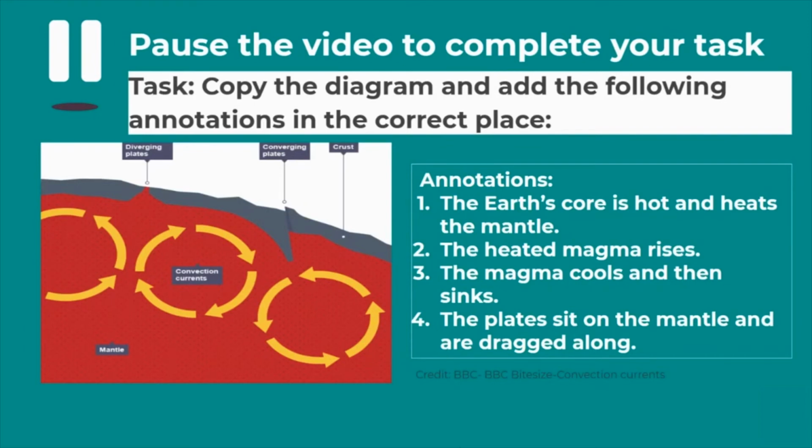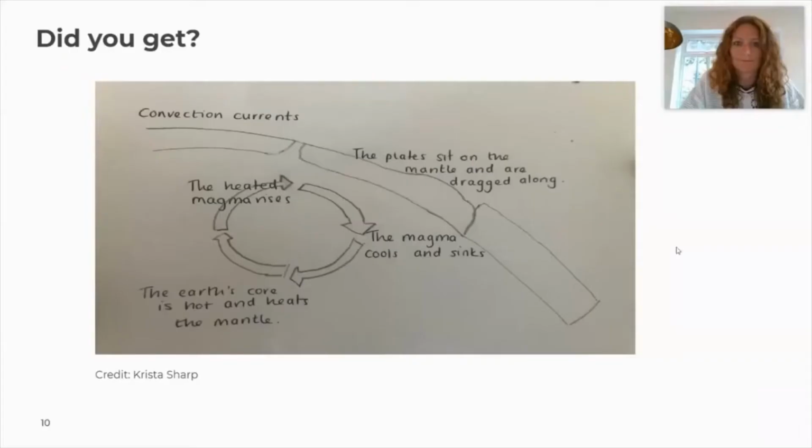When you add those annotations, can you please label them 1, 2, 3 and 4? Because whenever you are asked in geography to explain a process, which this is, you always need to do it in the correct order. So pause the video now, take your time with this. I have also done my own version, which you're going to be able to see in just a second, just to show how dodgy my drawing is. Take your time and get a perfect annotated diagram of convection currents ready.